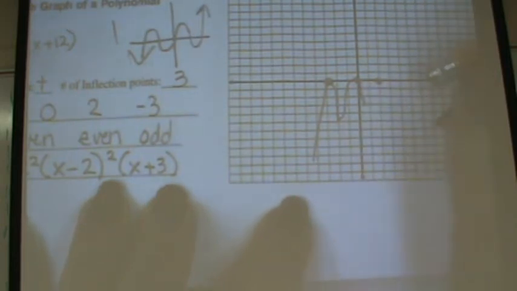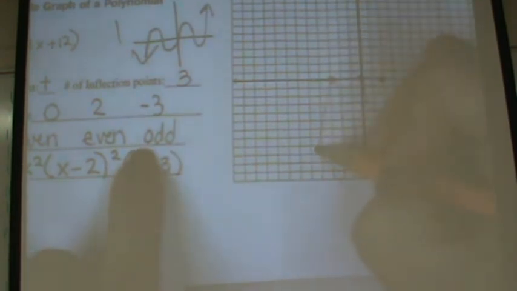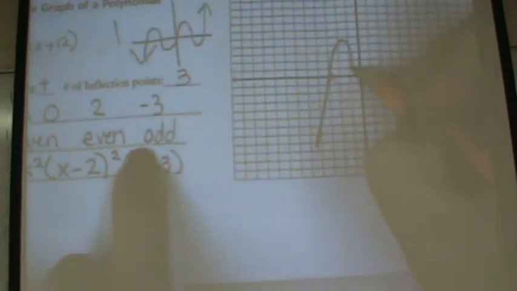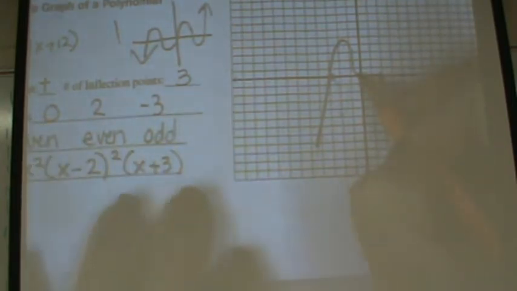Oh, wait. Sorry, guys. I went the wrong way. At -3, what is it? Odd. It's got to go through this. It's going to come down. It's going to touch at 0, because that's an even degree. And it's going to come up. What is it going to do? We don't know. And it's going to touch at this 0 and go up.